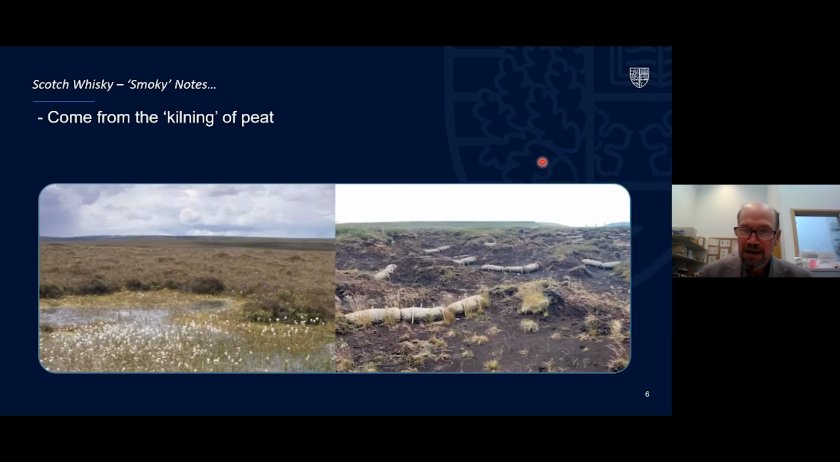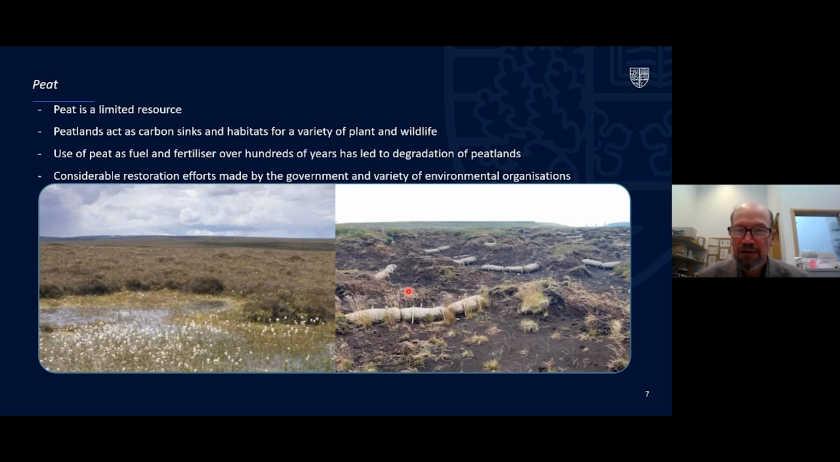And so if we go back a step to the peat issue, these are pictures of peatlands in Scotland, and we know now that these smoky notes, smoky flavors and aromas that arrive in the spirit come from peat smoke. But we have a problem here because, as many of you may know, it's kind of high profile in the media at the moment. Peat is a limited resource.